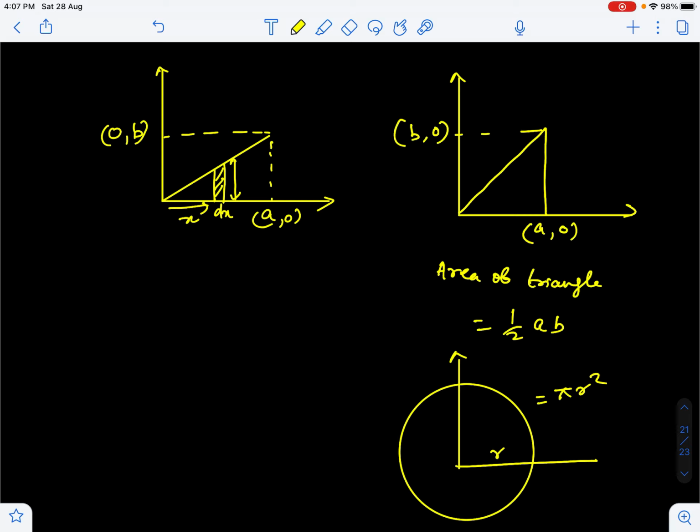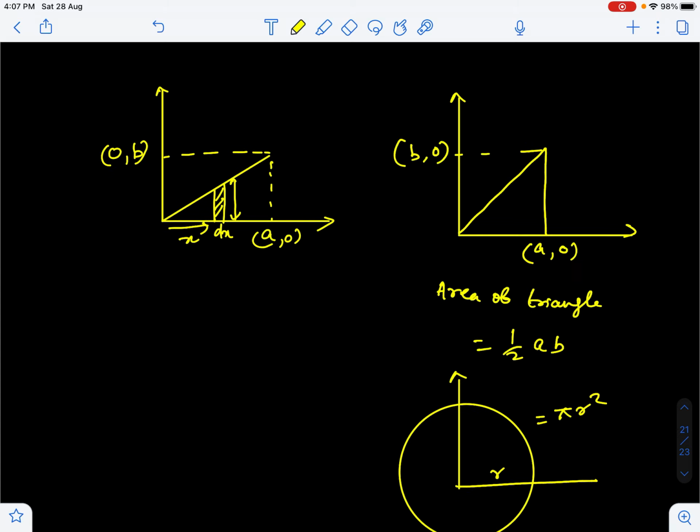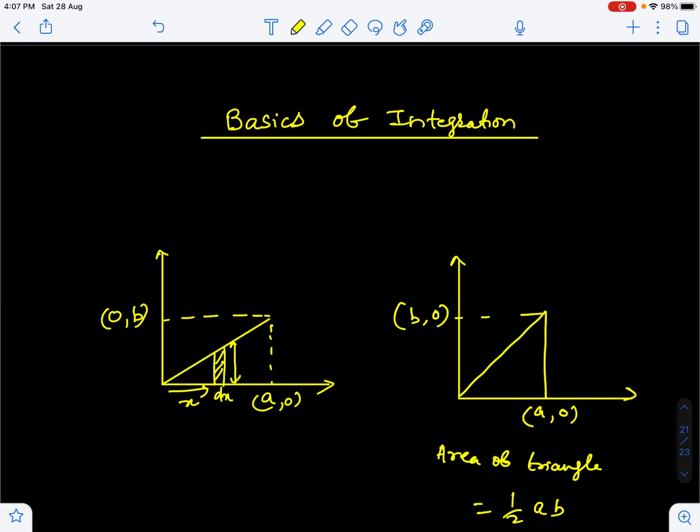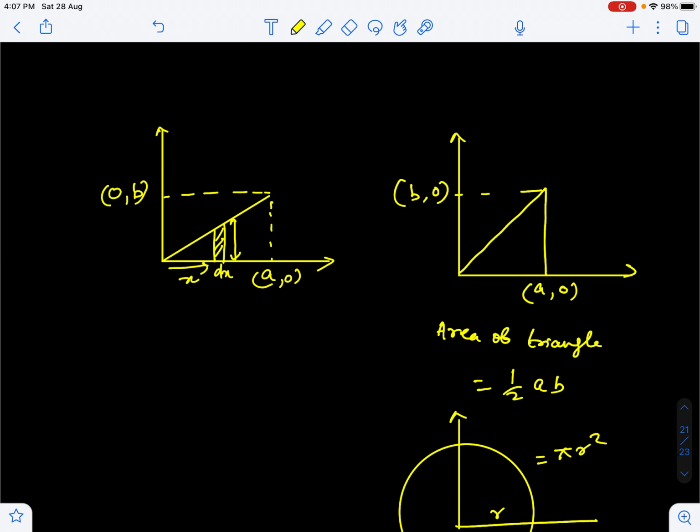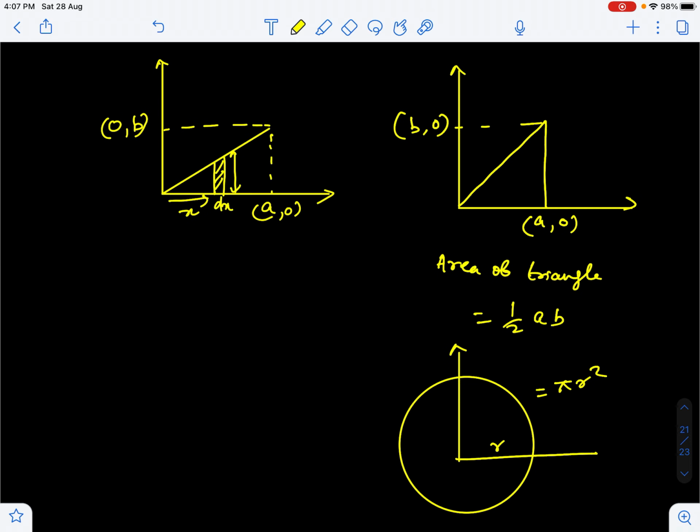So guys, today we are going to discuss the topic which is the basics of integration, and all these basic things, area as well as continuous summation, come from integration only. So let us try to find out how these things come.